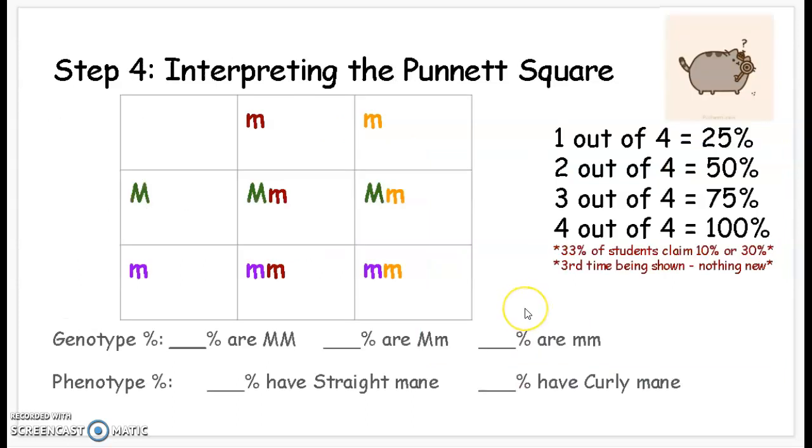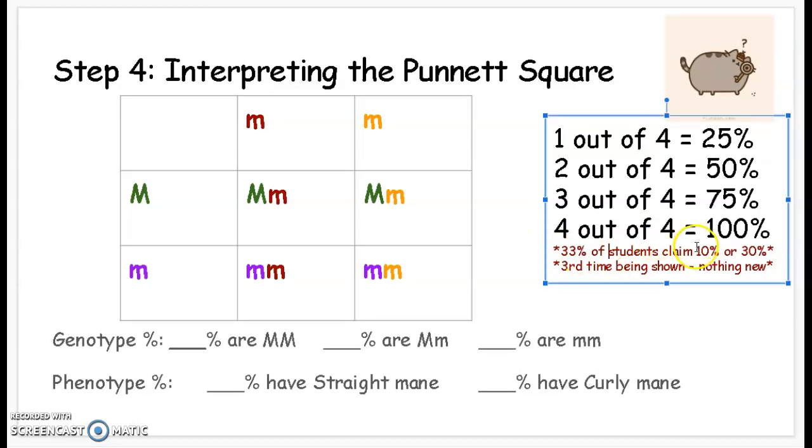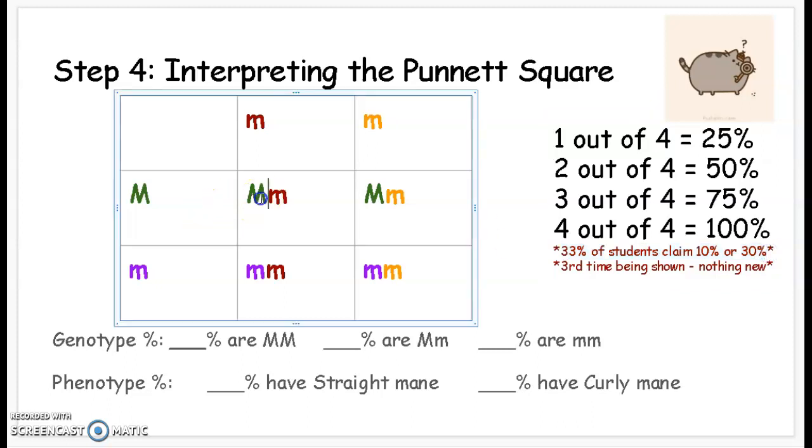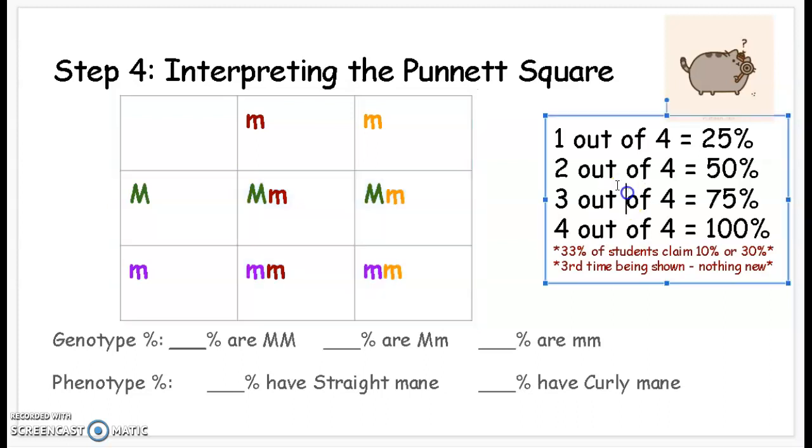Now the final step is to interpret the Punnett square. Just for a disclaimer, there should not be 10% in your answer. There should not be 30% in your answer, because I notice roughly a third of students are claiming there are 10% and 30%. There are only 4 possible offspring. 1 out of 4 is 25%. 2 out of 4, 50%. 3 out of 4, 75%. And if all of them, 100%. Easy peasy.